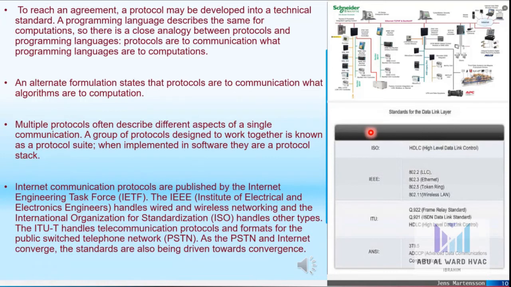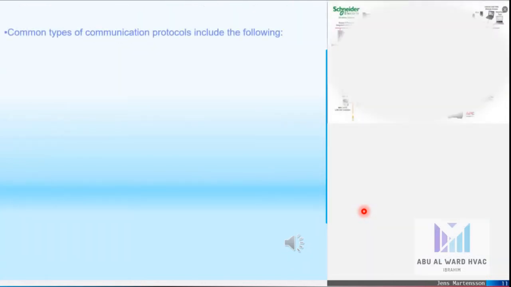Internet communication protocols are published by the Internet Engineering Task Force, IETF. The IEEE, Institute of Electrical and Electronics Engineers, handles wired and wireless networking, and the International Organization for Standardization, ISO, handles other types. The ITU-T handles telecommunication protocols and formats for the Public Switched Telephone Network, PSTN. As the PSTN and Internet converge, the standards are also being driven towards convergence.